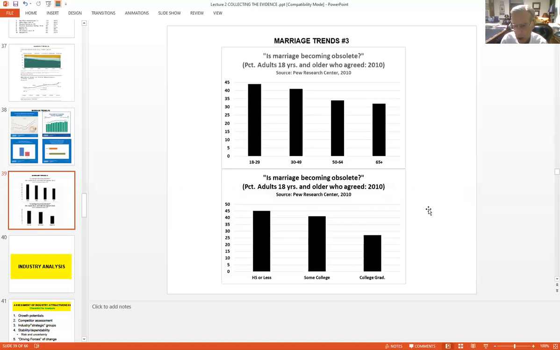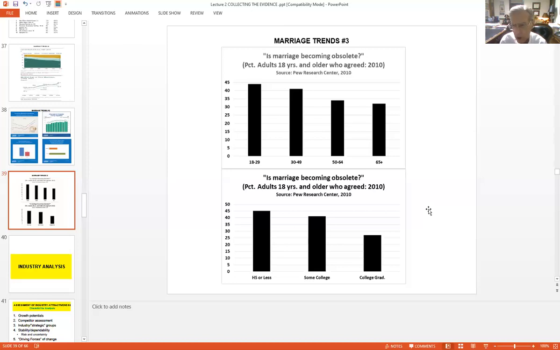Indeed, folks who are up to 49 years old, 41% of those believe marriage is obsolete. And then the proportions who believe marriage is obsolete at later ages drop. That's because more of them are probably married. But surprisingly, folks 50 to 64, more than a third of them believe marriage is becoming obsolete, and almost a third of folks who are 65 and older.